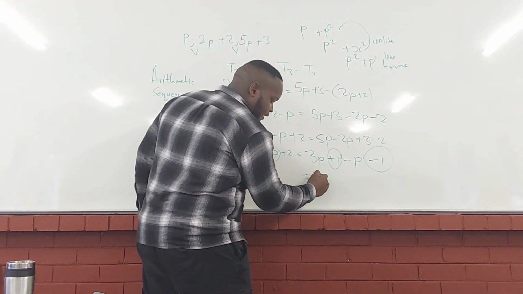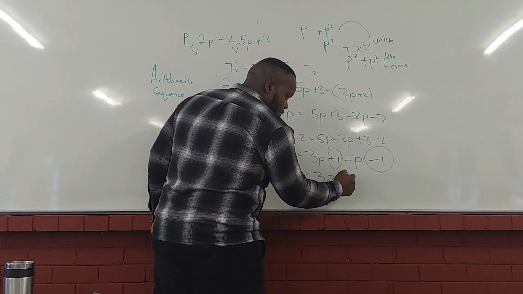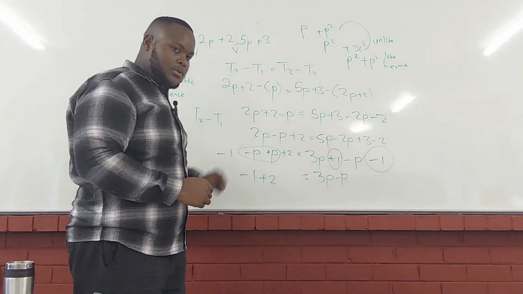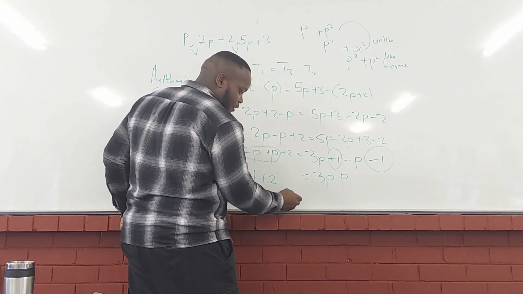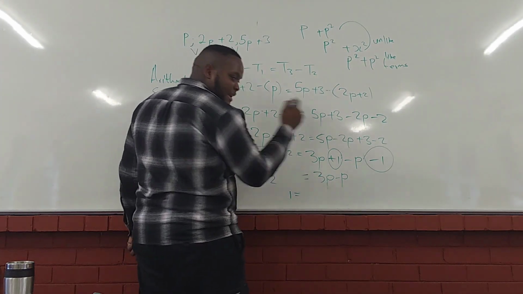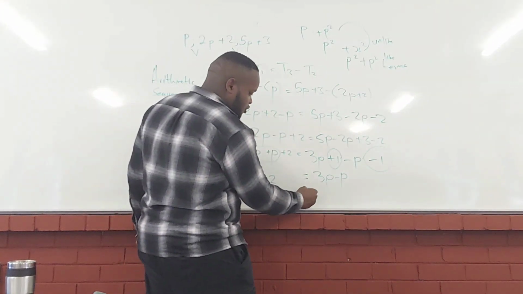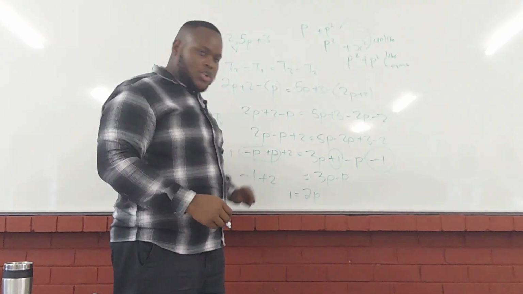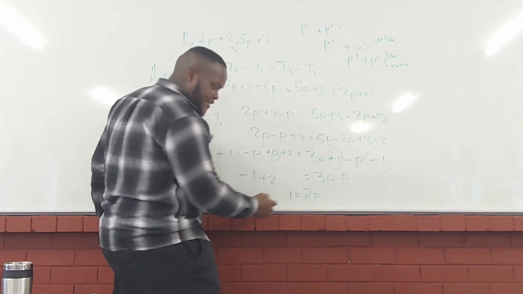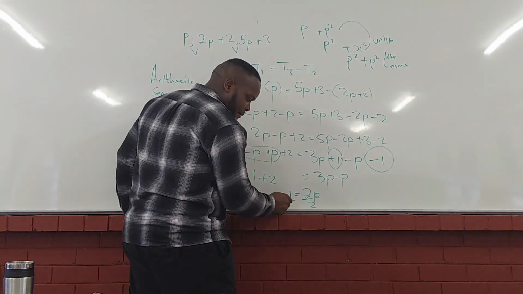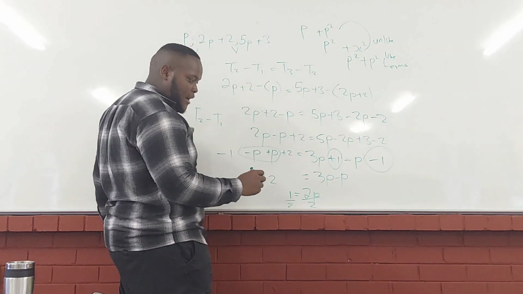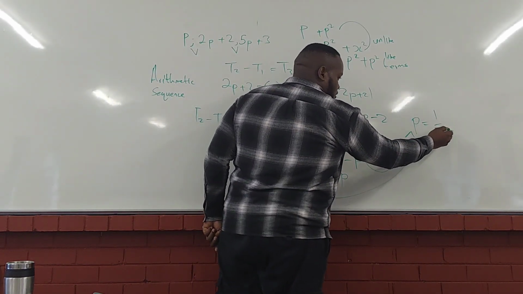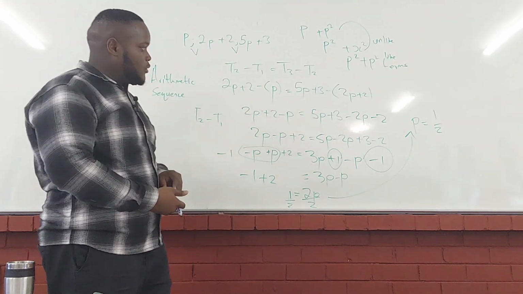Then I will have 3p minus p. Therefore, what is negative 1 plus 2? I'm left with what? I'm left with 1, which is equal to 3p minus p. I have 2p. So now I'm looking for the value of p. It means I have to do something with this 2. It means I can divide both sides by what? Divide by 2, which makes the value of p become p is equal to 1 over 2. Now I know the value of p.